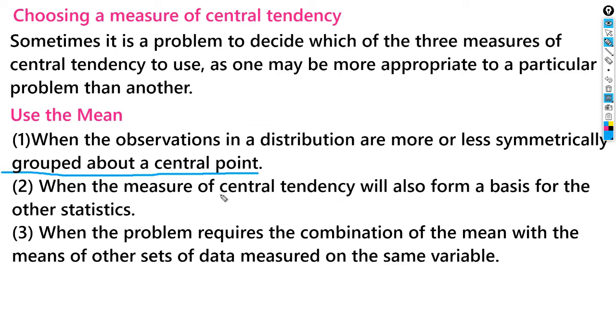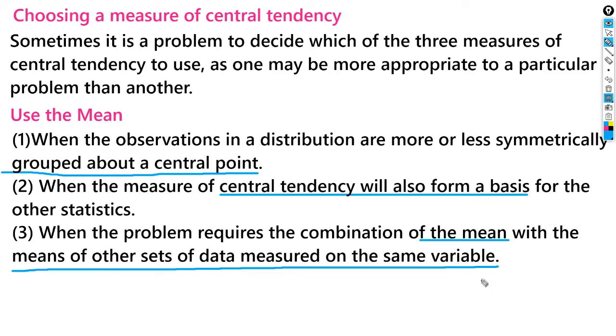So when the central tendency forms this type of basis, meaning something that you can rely on for whatever you're solving, use the mean. When the problem requires the combination of the mean with other means of other sets of data measured on the same variable. So in this case, you may need to find the mean to compare it with other means based on the same data with other data that you're collecting. Maybe let's say, for example, you're collecting the height of boys across Jamaican high schools, and you may need to compare the mean with the other means. So that's a good example of when you should use the mean.